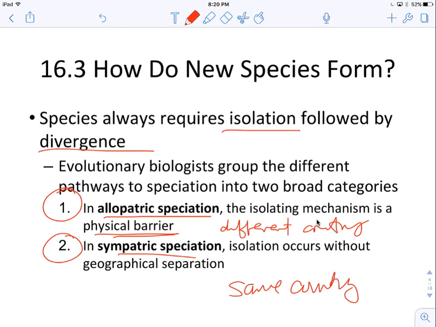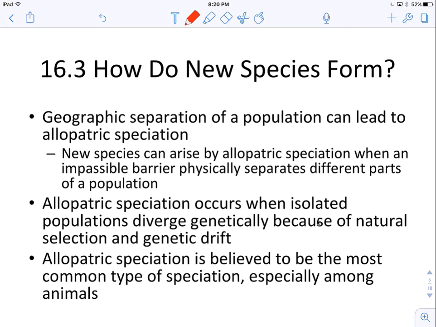And you have isolation without a geographical separation. You usually get temporal separation or some other kind of separation. So geographic separation can lead to allopatric speciation, some kind of impassable physical barrier. This occurs when isolated populations diverge genetically because of natural selection and genetic drift. This is believed to be the most common type of speciation, especially among animals. You get a population that gets separated off somewhere, and then they evolve into a new species.